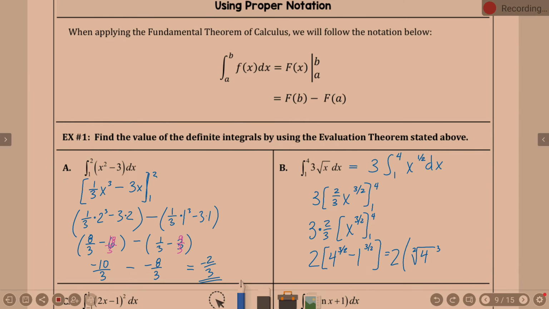Square root of 4 raised to the 3rd. Same thing over here, it'd be the square root of 1 raised to the 3rd. You know that. We went through that in Algebra 2. I'm teaching it right now in Algebra 2.